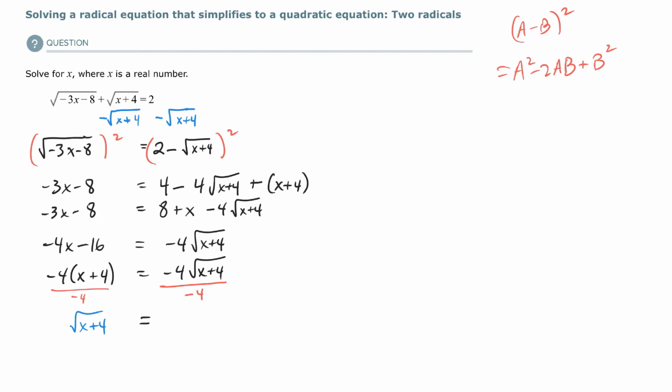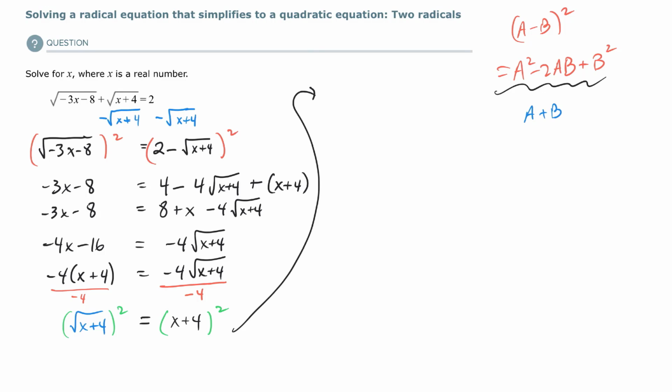And we have x plus 4. So we've isolated the radical again, and now we will square both sides. Now we get to use the other formula, a very similar formula. A plus b quantity squared is equal to a squared plus a times b, doubled, plus b squared.